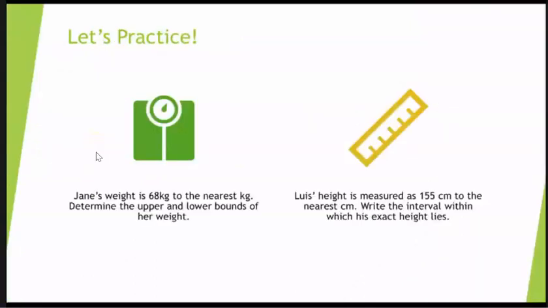Let's do some examples. So we have Jane, whose weight is 68 kilograms, to the nearest kilogram. So we're rounding to whole numbers, and we know half of a whole number is 0.5. So we're going to do plus or minus 0.5. Our exact value, they told us, was 68 kilograms. We don't just leave it like this because it says determine the upper and lower bound. So they want us to explicitly say what is my upper and what is my lower.